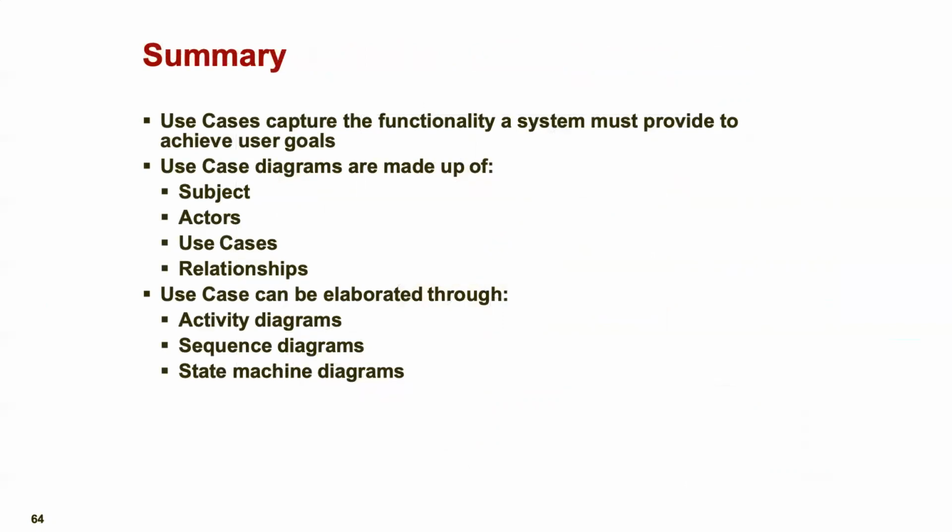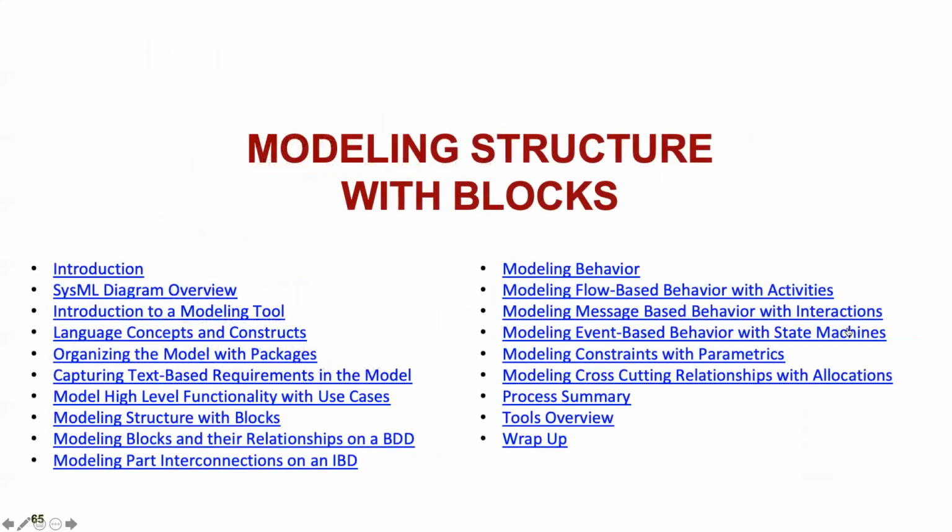So finishing up with the use case, the use case captures the functionality a system must provide to achieve the user goals. The use case diagram is made up of a subject, actors, use cases, and relationships. And a use case can be elaborated through activity diagrams, sequence diagrams, and state machine diagrams. So we can see how there are relationships between the various types of diagrams that we have in SysML. Okay, now let's talk in more detail about the block diagrams.